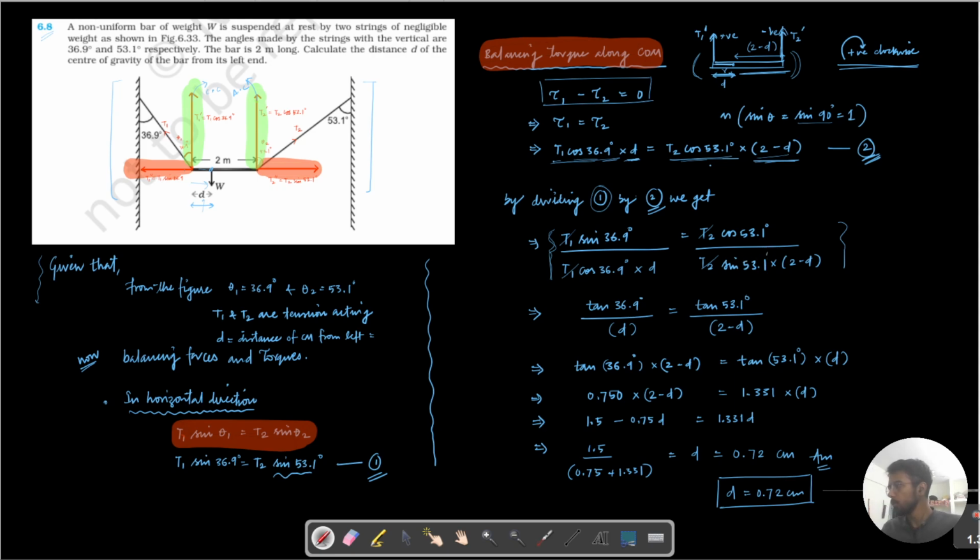By calculating this, we are going to get tan 53.1 degree, and in the denominator downside, that is d and 2 minus d. By solving this, you will get the value of d equal to 0.72 centimeter, and this is the required answer that you have to write.